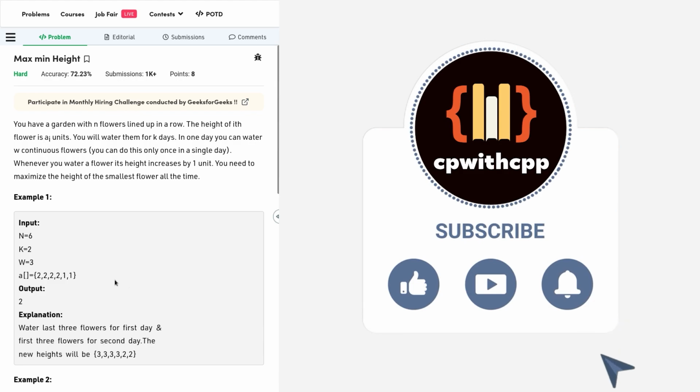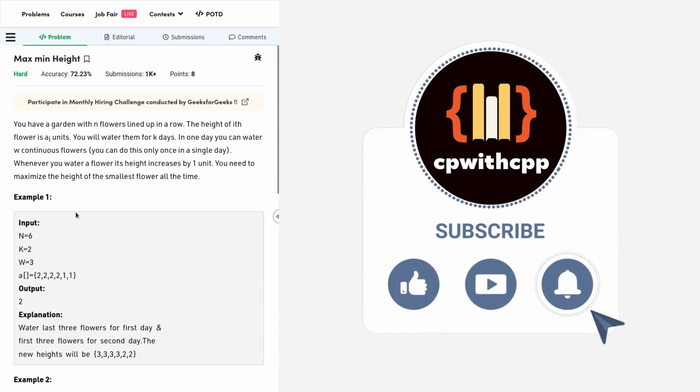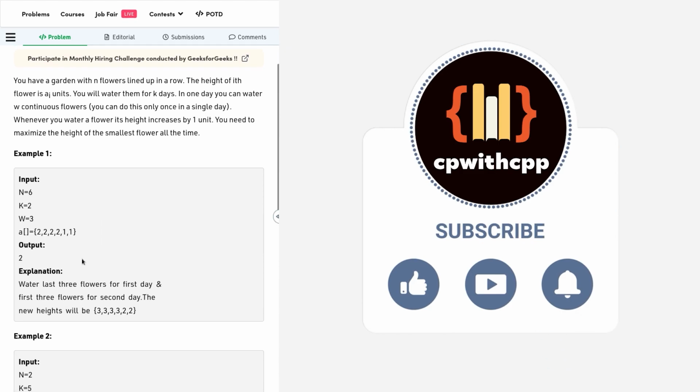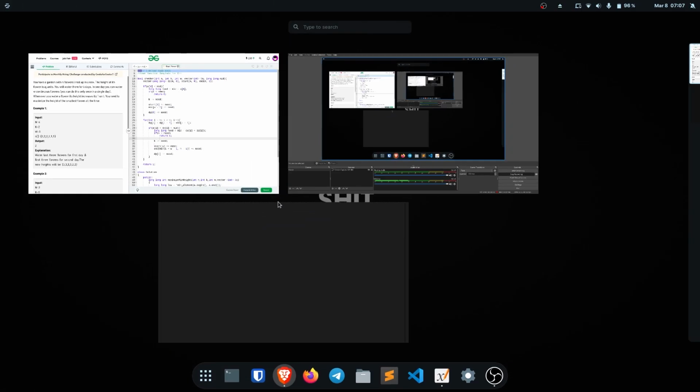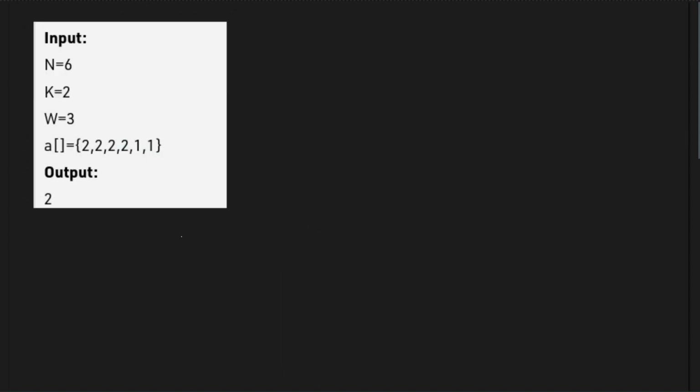Now after a long time, I believe I found an interesting problem on the GeeksforGeeks problem of the day. It uses a mix of different techniques and concepts, so that is why I found this problem interesting. Let me just start with the example test case that has been given to us in the input. For this particular test case, the output is coming out to be 2. Let us discuss how it can be 2.